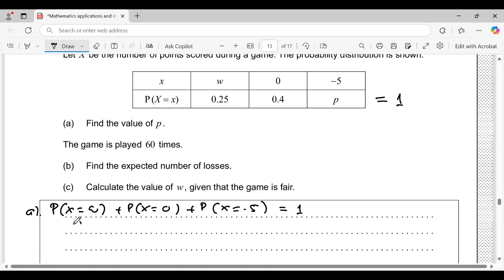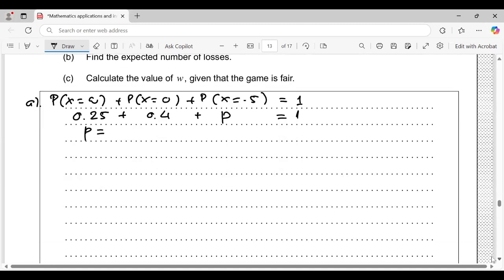So the probability X equals W, plus the probability X equals 0, plus the probability X equals minus 5, equals 1. So this is 0.25, 0.4, plus P equals 1. So P equals 1 minus 0.25 minus 0.4, and the result is 0.35.